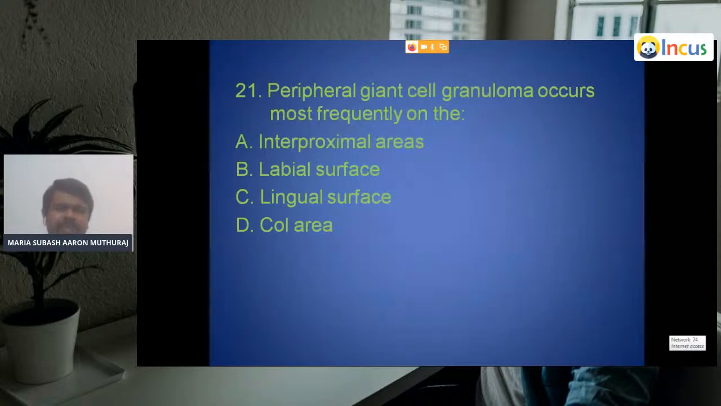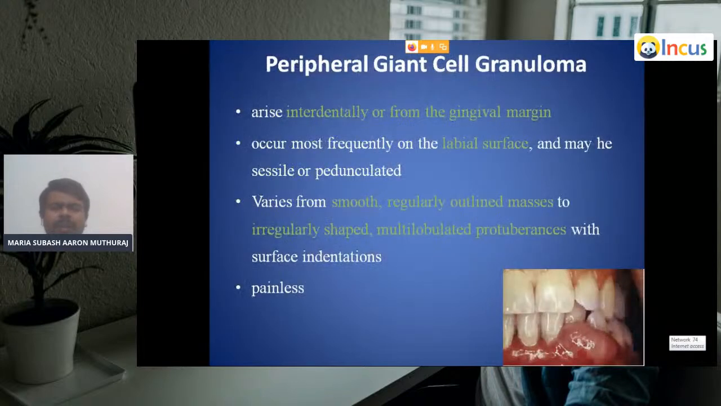Here the question is, peripheral giant cell granuloma occurs most frequently on which area? It occurs on interproximal areas, labial surface, lingual surface, and the caul area. It arises either interdentally or from the gingival margin. But it occurs most frequently on the labial surface, and it will be sessile or pedunculated also.